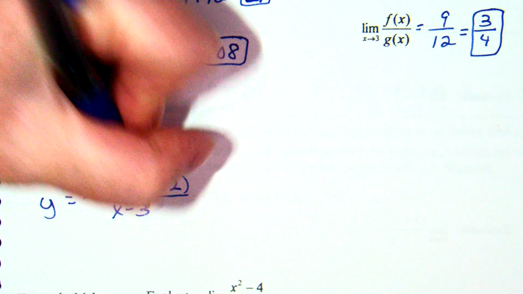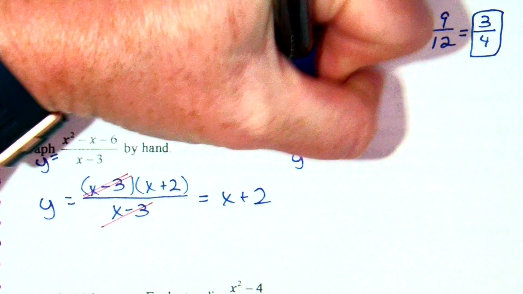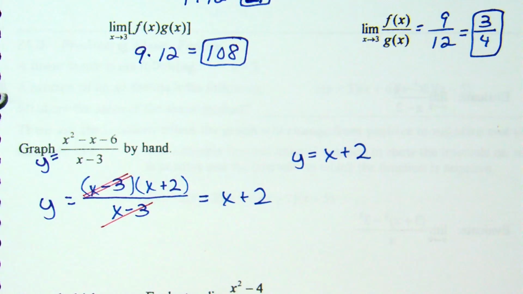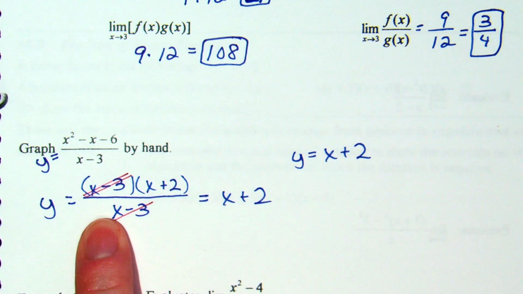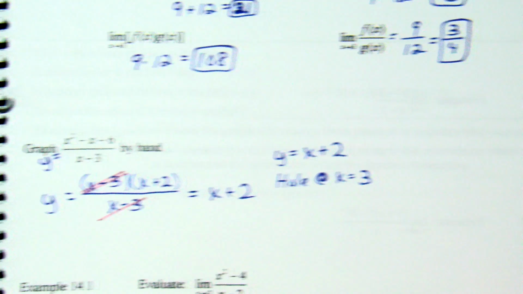Okay, so the x minus 3's cancel, leaving me with the equation y equals x plus 2. Can you agree that Nathan said this is going to be a line? Yes? Except, what's the catch? Because x minus 3 was in the denominator, and this x minus 3 canceled, it is a hole at x equals 3. And Logan pointed out, again, we get to talk about y equals mx plus b. So, it said to graph this by hand.